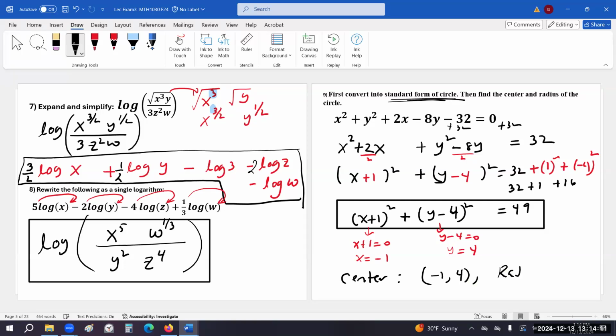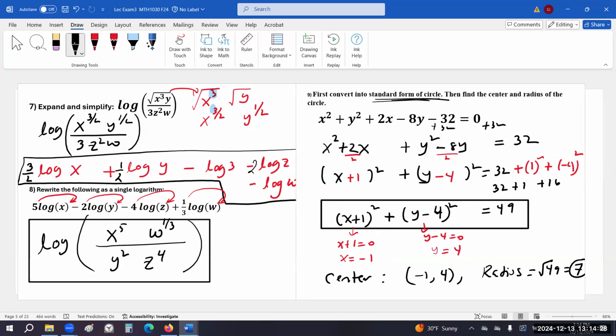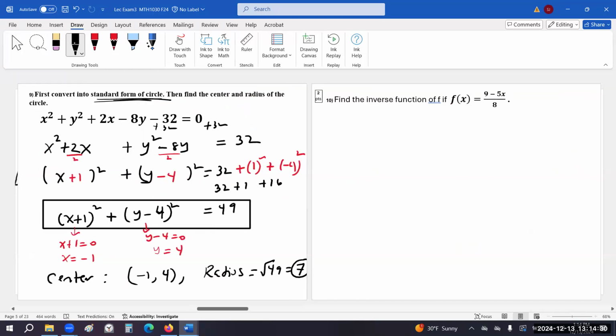and our radius is the square root of 49. That gives us 7, not plus or minus 7. You can never have a negative radius. It doesn't make sense. It's always plus 7. Circle is a real life scenario, so having a negative circumference, a negative diameter, or a negative radius sounds weird.